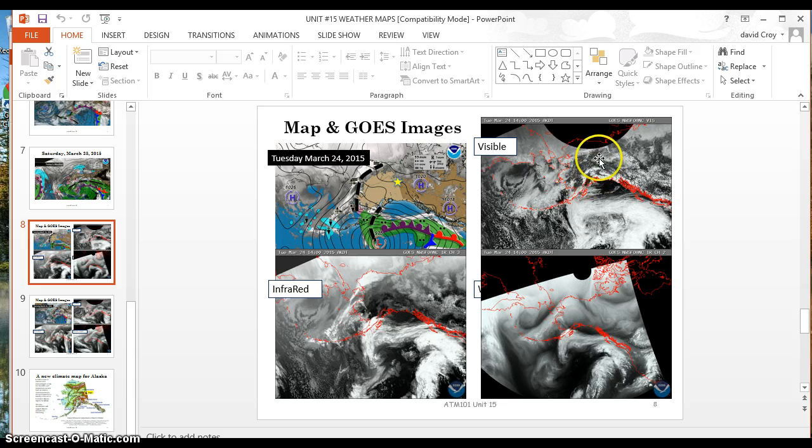So on the 24th here, we see a lot of clear skies. Same here on the visible light. Infrared was pretty clear. There was a little bit of cloud cover, but it was thin and sparse on the water vapor.